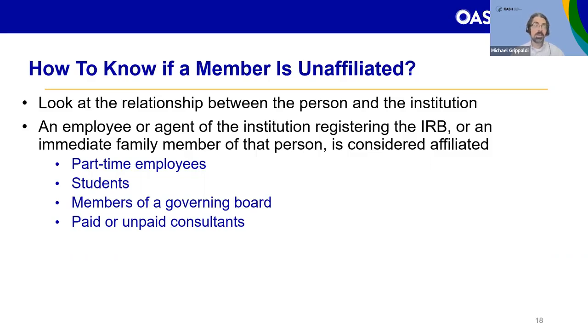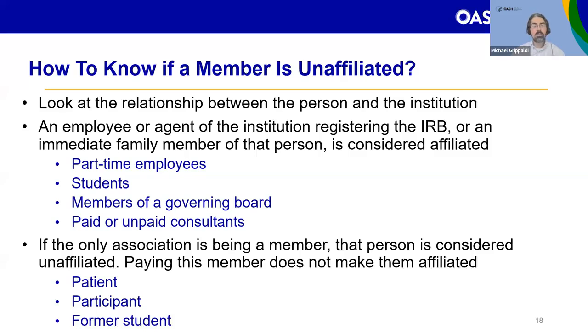Affiliated members include, but are not limited to, as you can see on the screen, part-time employees, current students, members of a governing board, but also other roles like healthcare providers holding credentials to practice at an institution, and even volunteers working in an institution on business unrelated to the IRB. Those are kind of more small and nuanced. An individual that has no affiliation with the organization registering the IRB, other than being an IRB member, is considered to be unaffiliated. Unaffiliated members can include people whose only association with the institution is that of a patient, subject, or a former student at that institution.